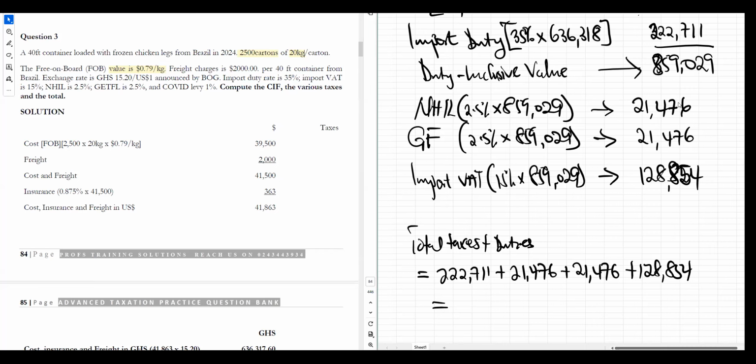How much is it? No, it's not 1 million. It's rather 394,517. So this is what you have done. We call it a recomputation in audit.